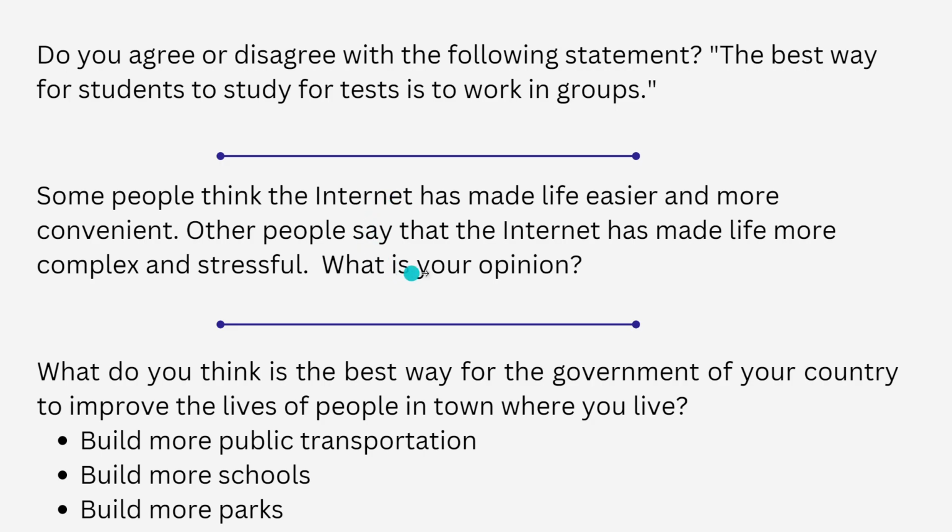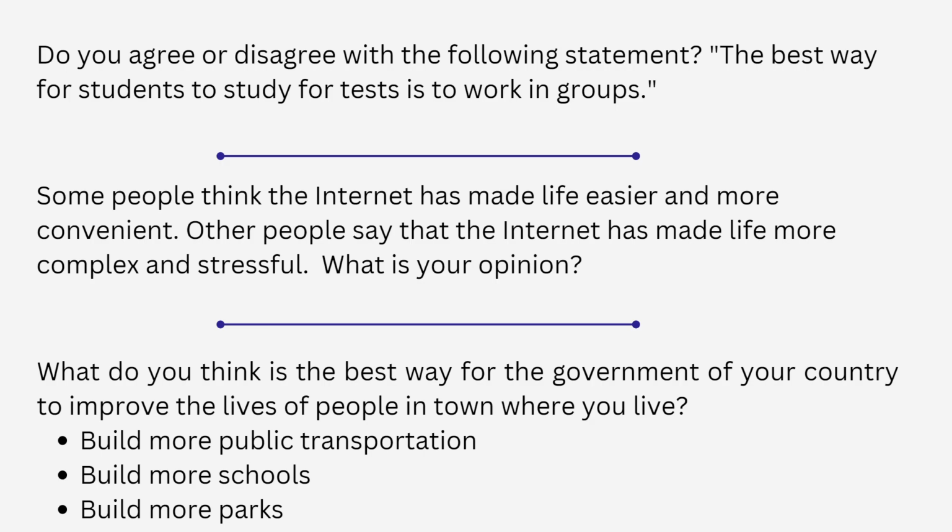Also quite common is the second one on the screen here, which is the preference style. In this case, the student is asked to choose between 2 similar options. They're similar, but generally opposing. So for example, the question says some people think the internet has made life easier and more convenient. Other people say that the internet has made life more complex and stressful. What is your opinion? So basically you take a side, you state your opinion, and then you write an essay all about it. In the survey I did, the students indicated they got this style of question about 25% of the time.